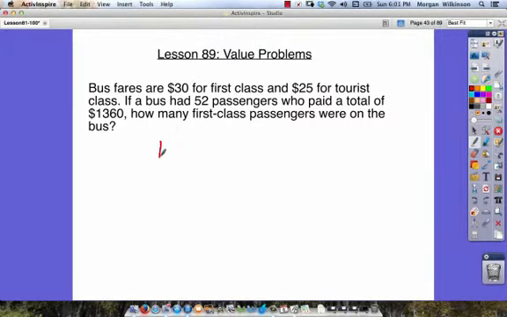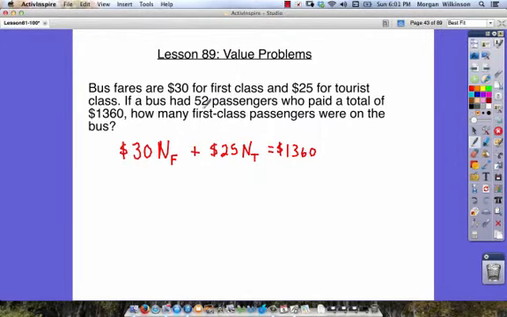So let's say the number of first class, n sub f, okay? And it's $30 per that. $30 times the number of first class tickets, plus $25 times the number of tourist class tickets, so that's the number n sub t for number of tourist class, is going to equal a grand total of $1,360. Here's our first equation.